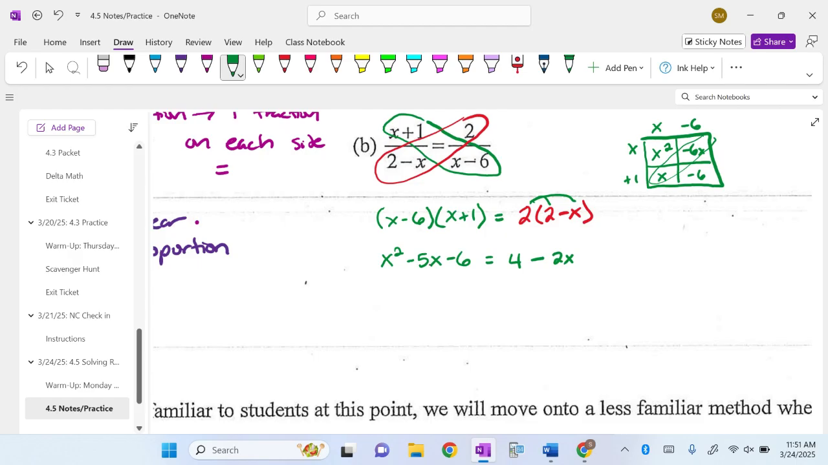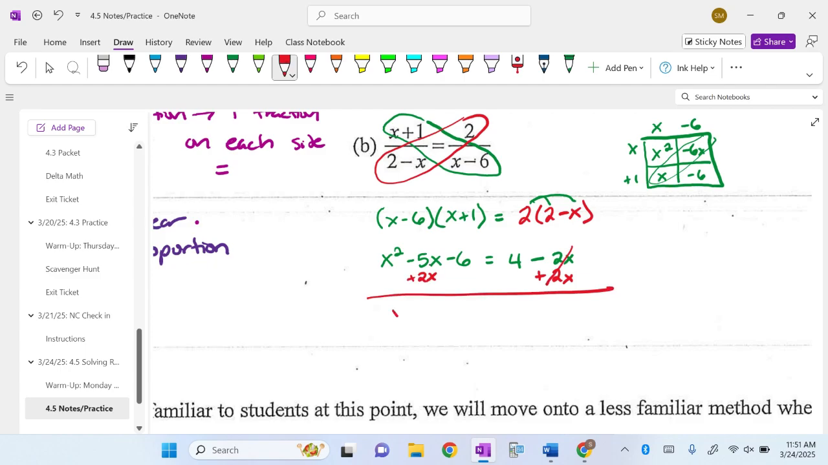So my suggestion to you is move stuff from the side where the x squared is not, because you want that x squared value to be positive. So what do you want me to move first to the other side? Negative 2x. All right, how do I move it? We add 2x to both sides. What value on the left side am I adding that 2x to? Negative 5x.